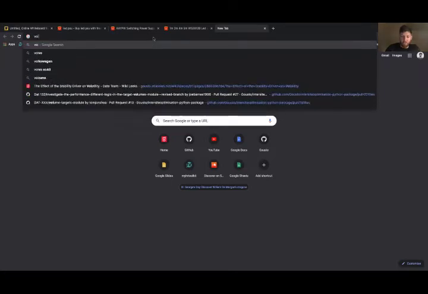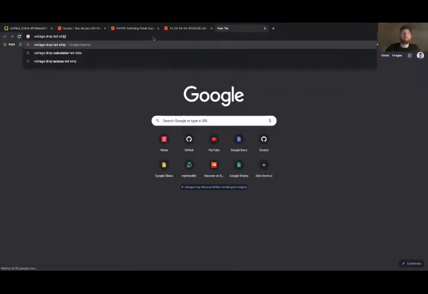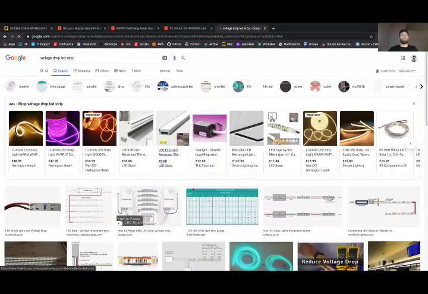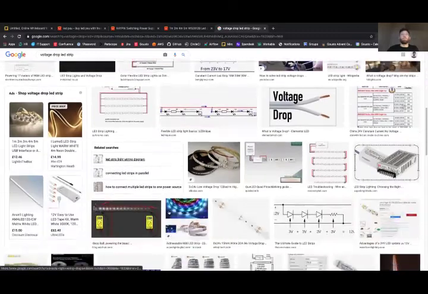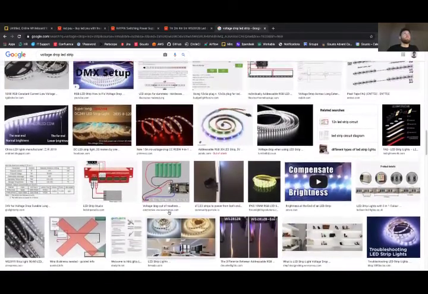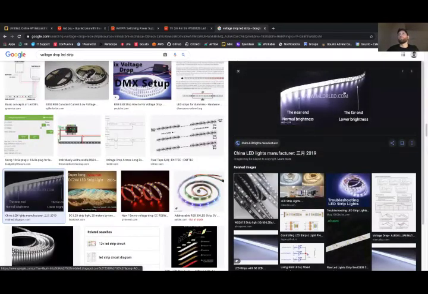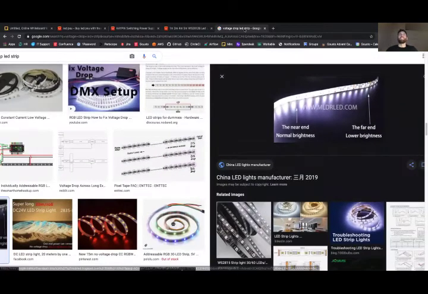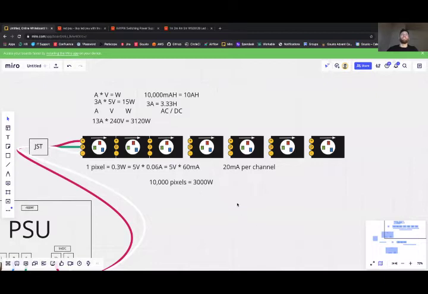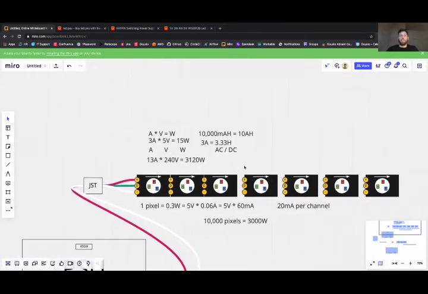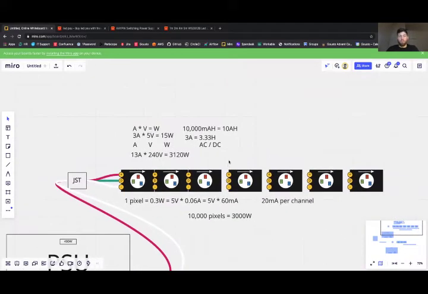So if we search voltage drop LED strip, this is a reasonable image. The near end, normal brightness, the far end, lower brightness. You get the idea. So how do we mitigate this?